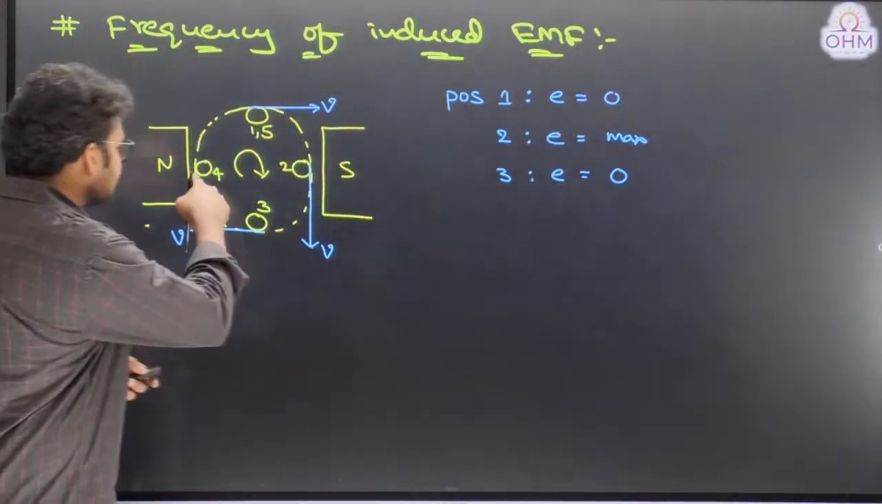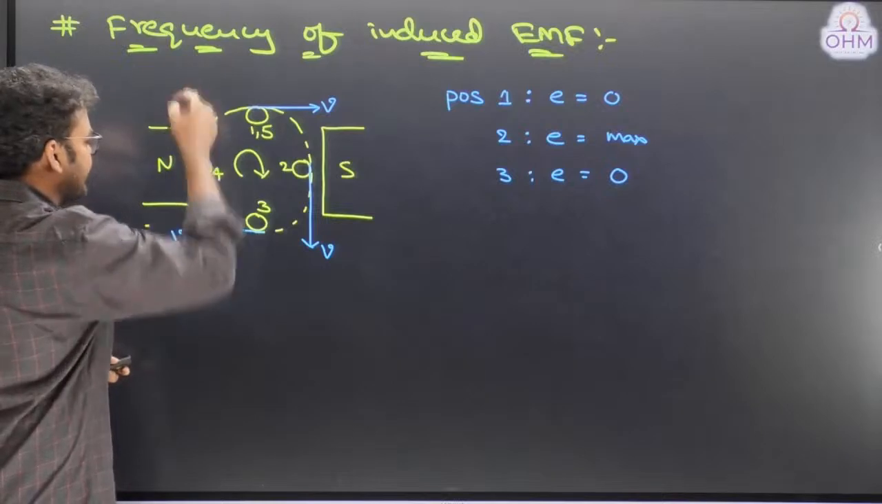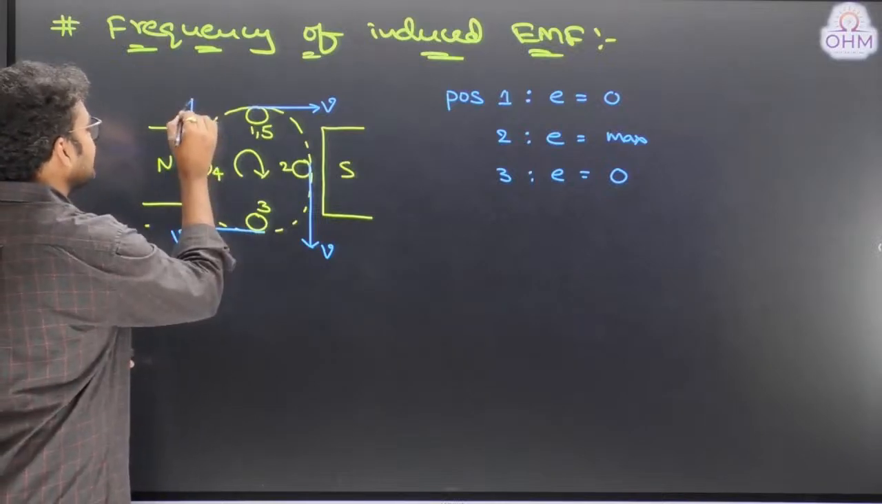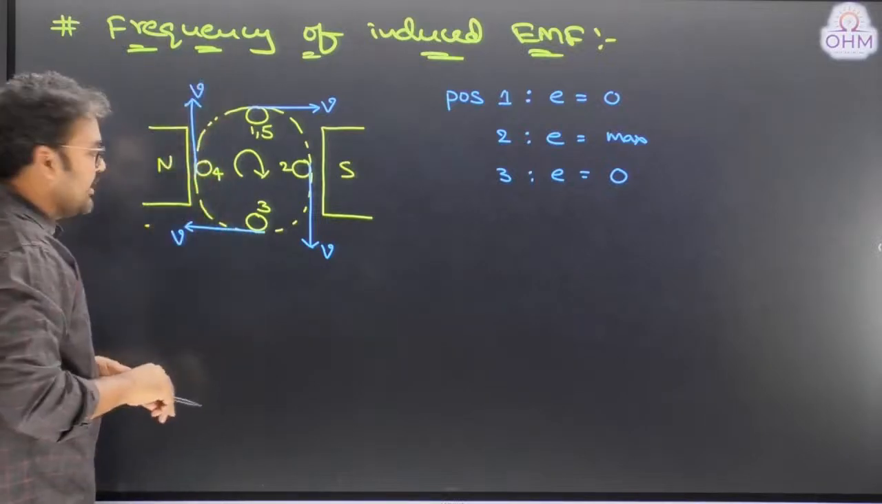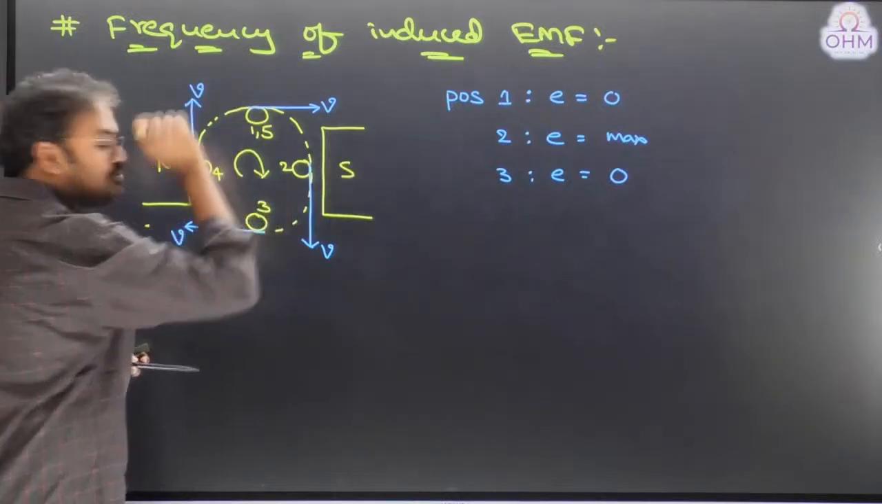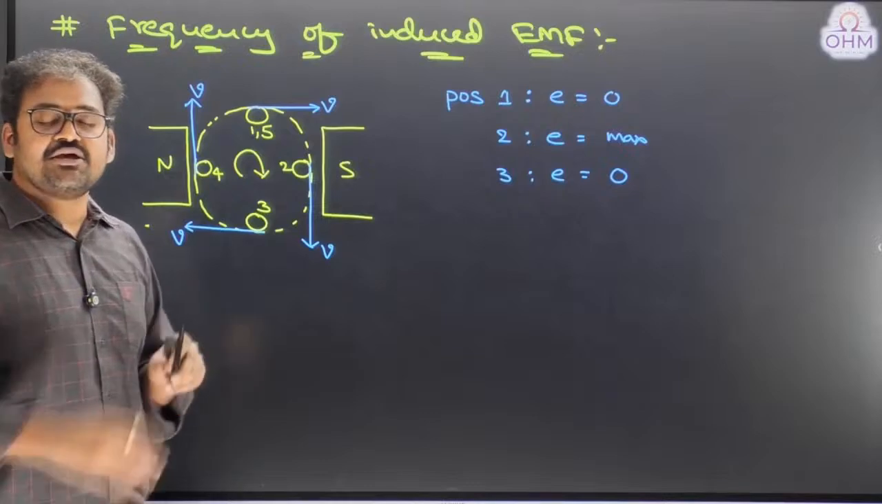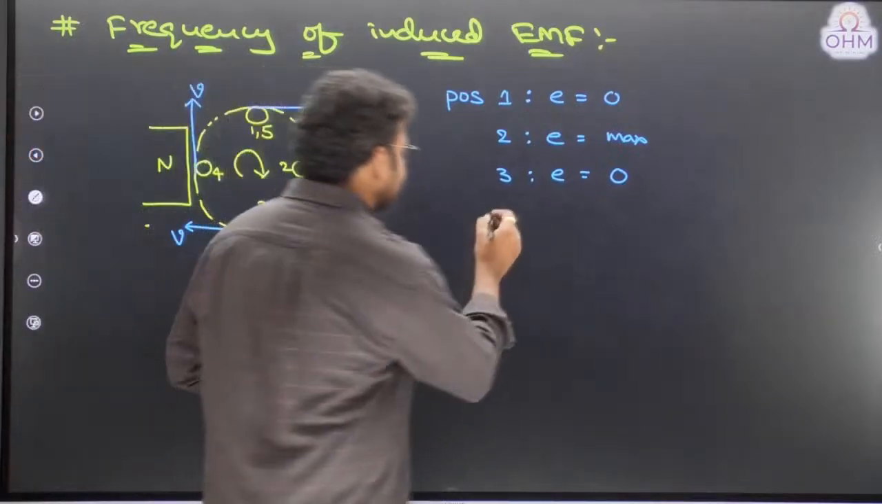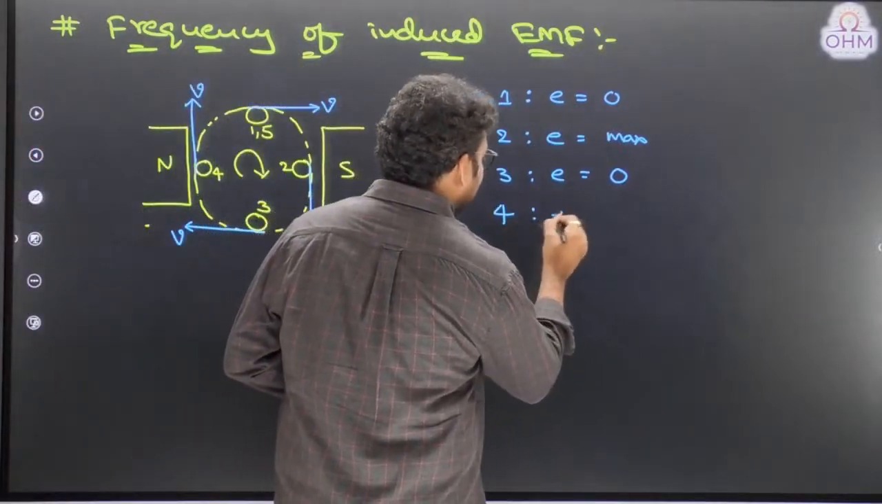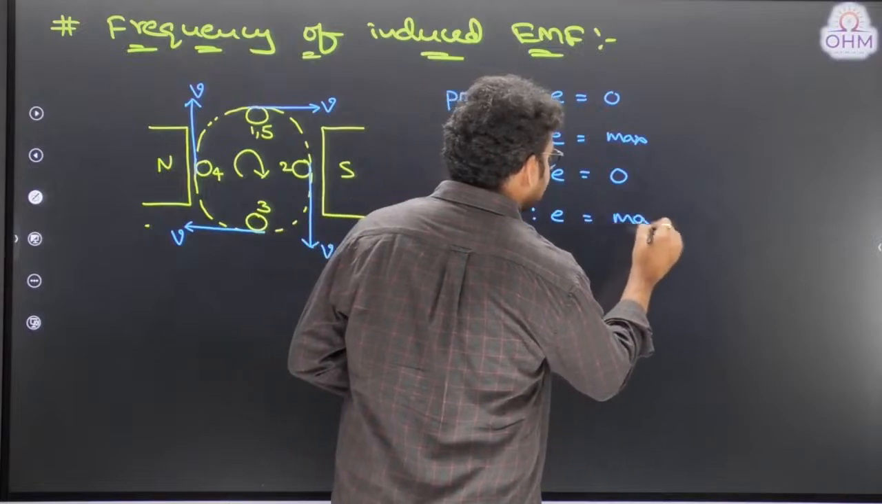Next, look at position number 4. Clockwise movement. That means the conductor was moving in upward direction. Magnetic field is from north pole to south pole. Therefore, the angle between the two is 90 degrees. What is sine 90? Maximum. So, at position number 4, the induced EMF is maximum.